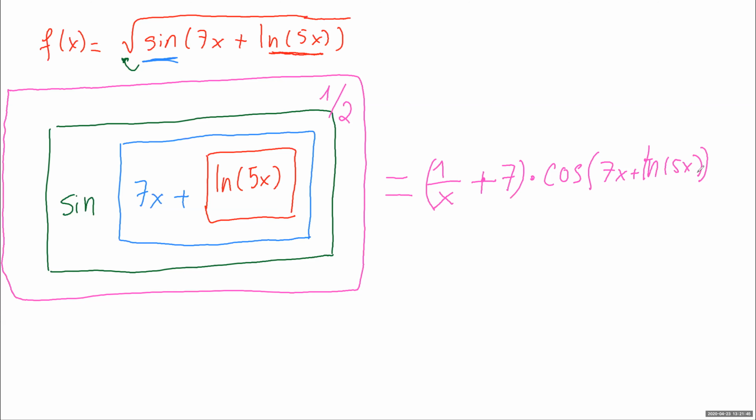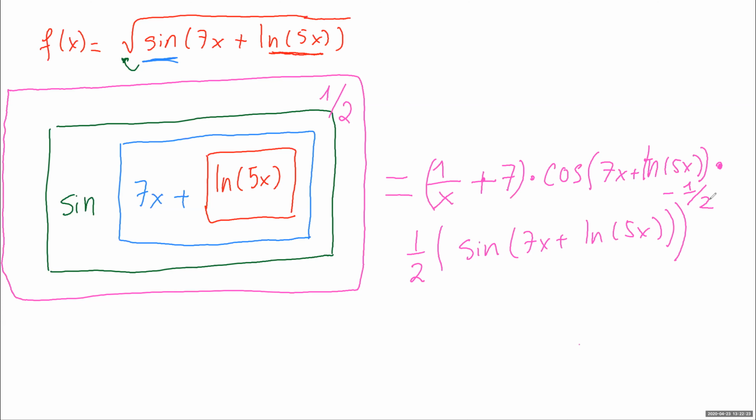Okay, and it keeps multiplying, so I am done with the sine box. I go out to the 1/2 power box, and I should multiply by the 1/2. So 1/2 is just going to be 1/2, right? You bring the 1/2 down, and then take whatever is inside the box, sine of 7x plus natural log of 5x, and then you raise it to the negative 1/2, because 1/2 minus 1 is negative 1/2.